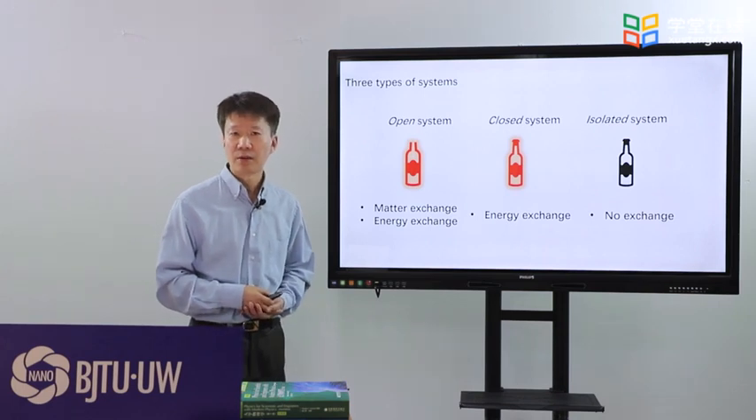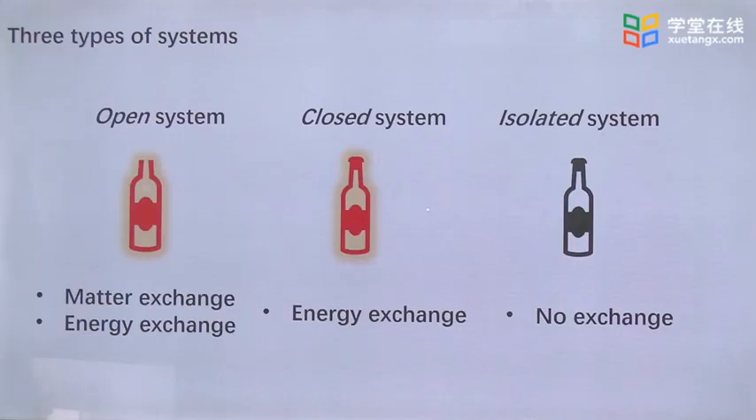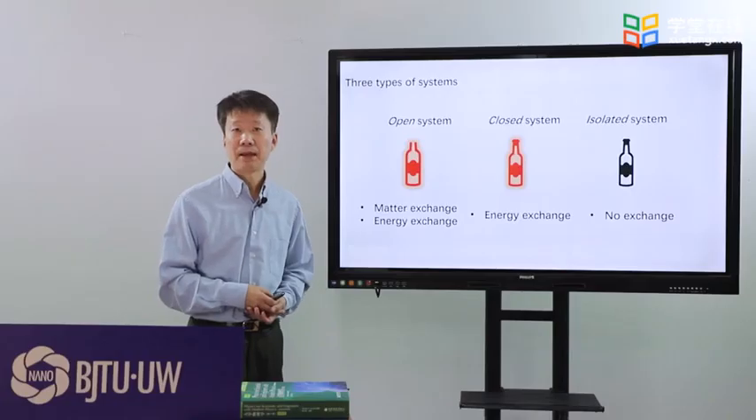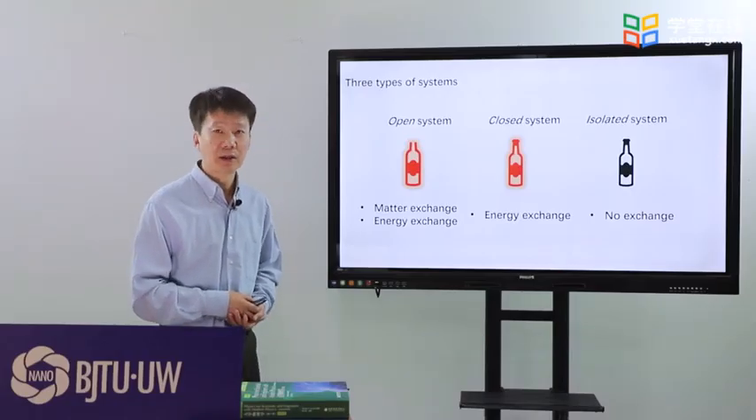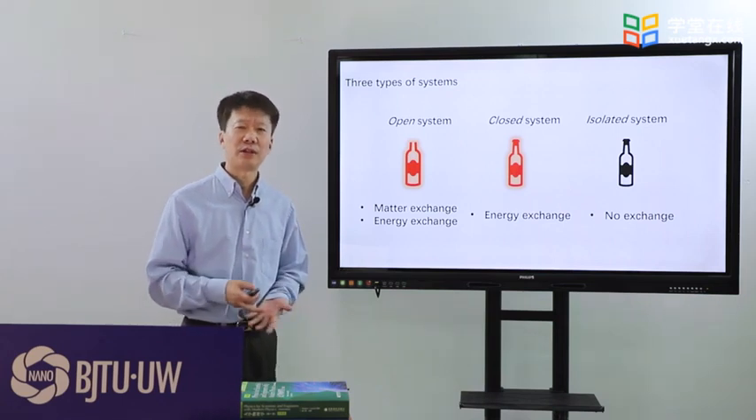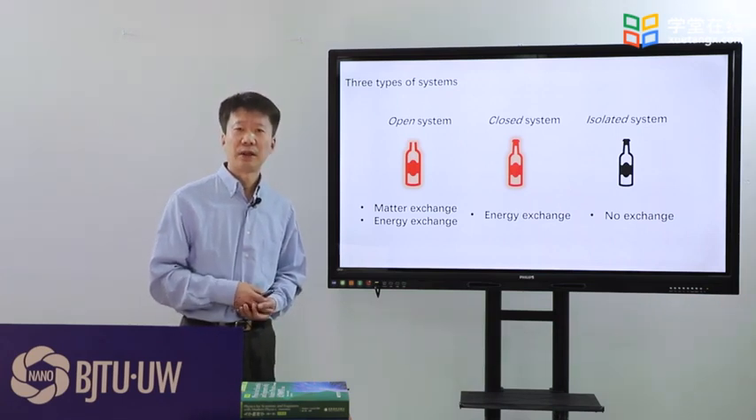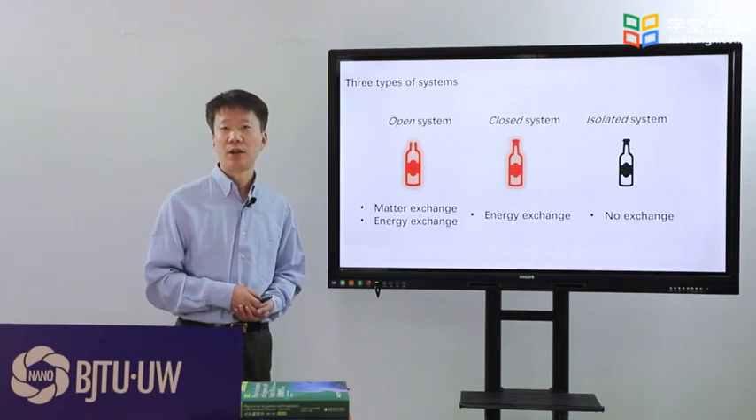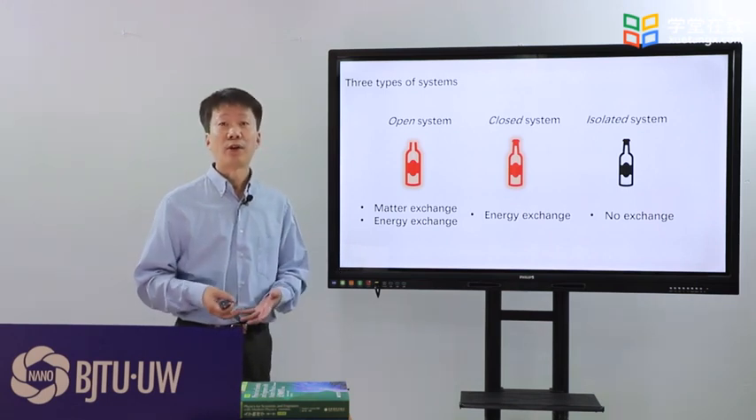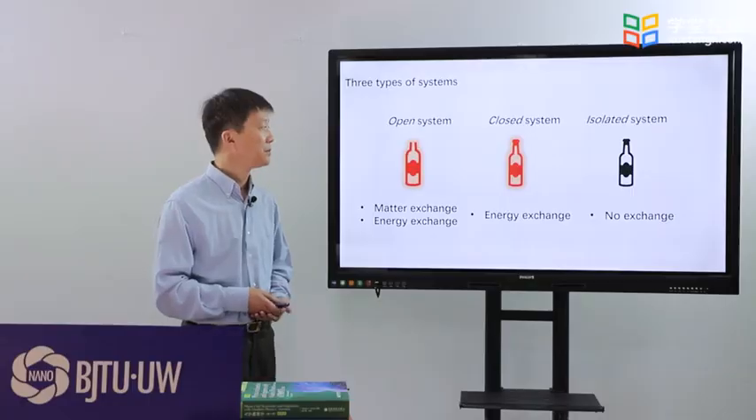In the closed system, only energy, not matter, can be exchanged with the surroundings. The bottle is capped, no water in or out, only heat emits. And in the isolated system, no exchange occurs. A capped thermos, both heat and water are locked down.